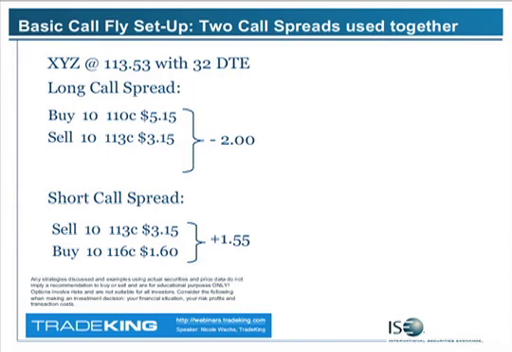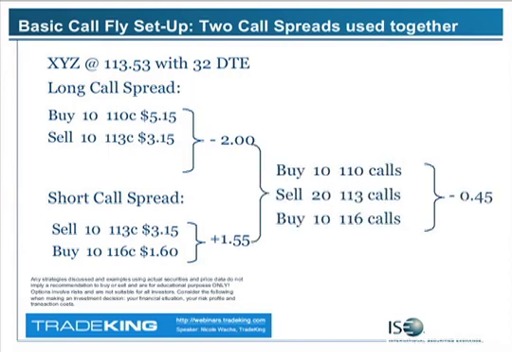When you bring those 2 spreads together, that forms the call fly, which is buying 10 of the 110 calls, selling 20 of the 113 calls, and buying 10 of the 116 calls. That is for a debit of 45 cents. And that is the most that you can lose when placing this trade, plus commissions.